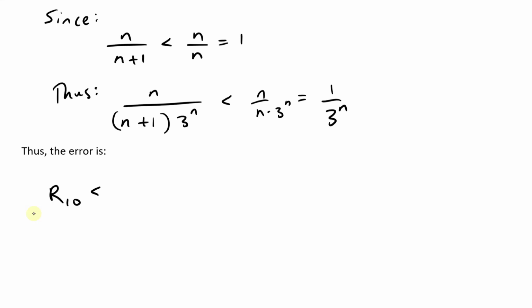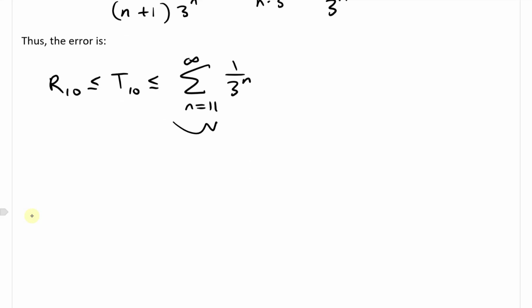So as I stated earlier, the error, the remainder R10, is going to be less than the remainder from the comparison theorem, T sub n, which is less than or equal to the summation from n equals 11 up to infinity. Because remember, it's a remainder after that, so we're summing up 1 over 3 to the n, like that, where this is again a geometric series.